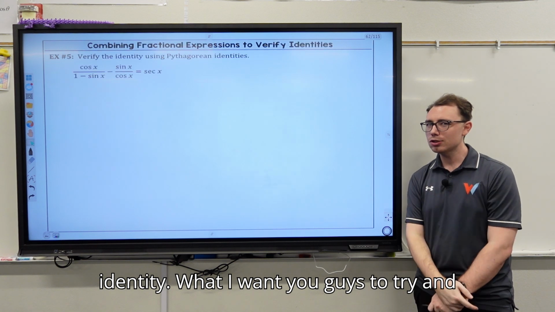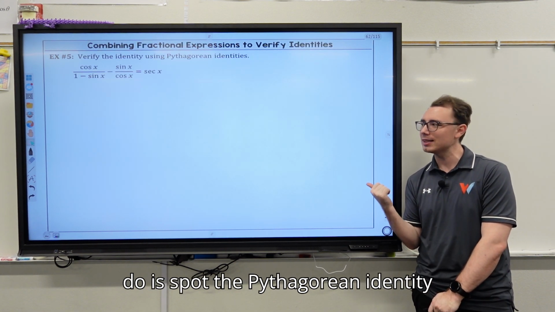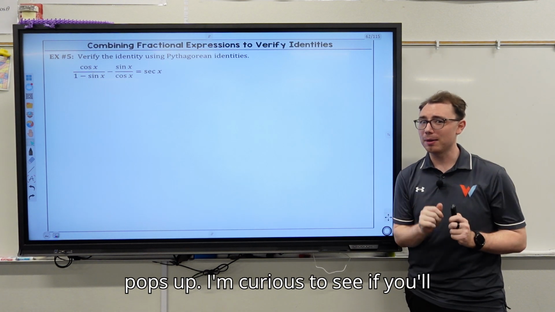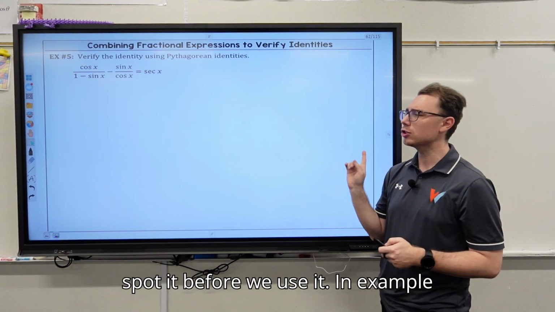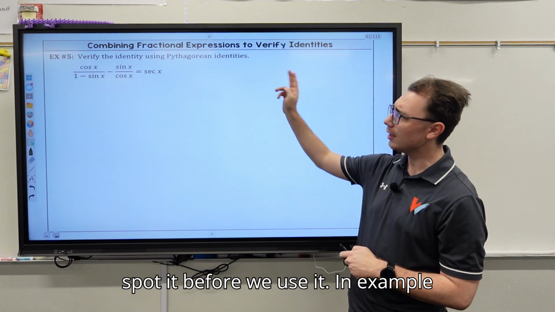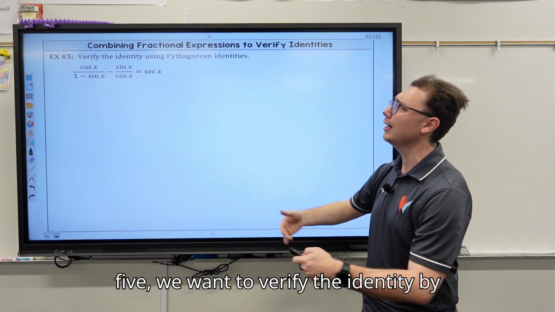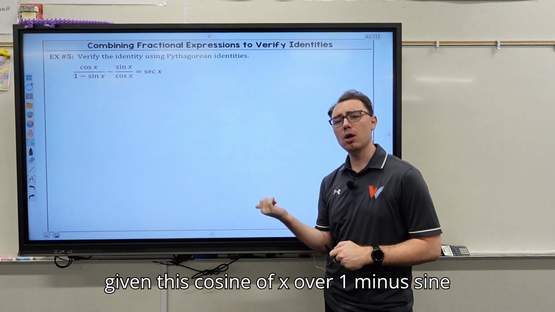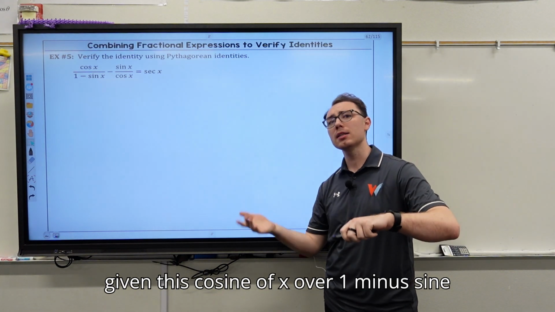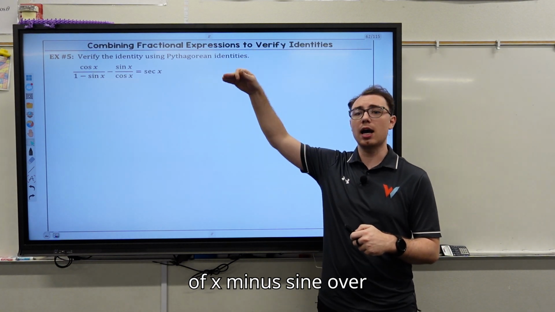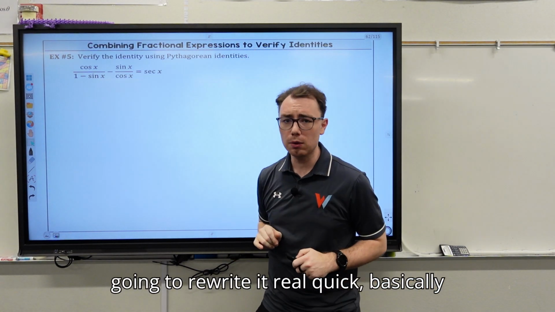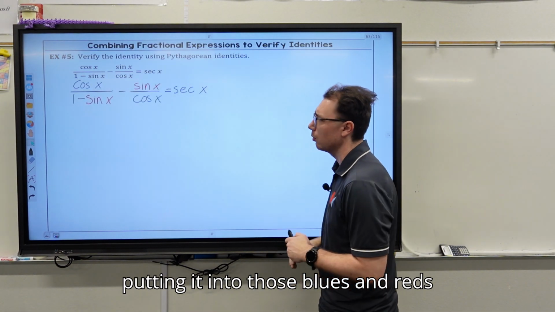What I want you guys to try and do is spot the Pythagorean identity for this next example before it pops up. I'm curious to see if you'll spot it before we use it. In example 5, we're going to verify the identity by using that Pythagorean identity. We're given this cosine of x over 1 minus sine of x minus sine over cosine is equal to secant here. So I'm going to rewrite it real quick, basically putting it into those blues and reds here.